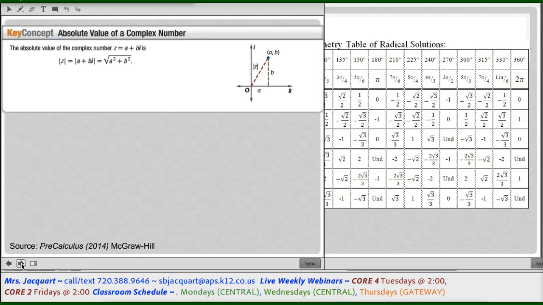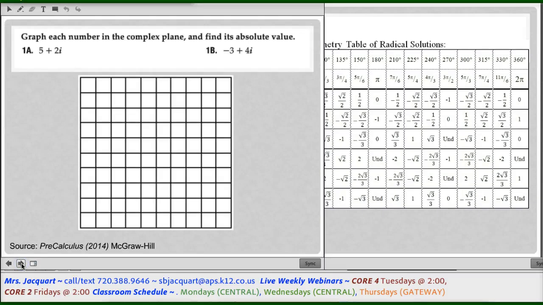Anyway, when we have the absolute value of a complex number a plus bi, we just take a, square it, b, square it, and find the square root of it. That's it. All right, so let's graph and then let's find the absolute value. So we're going to do 1b or 1a.